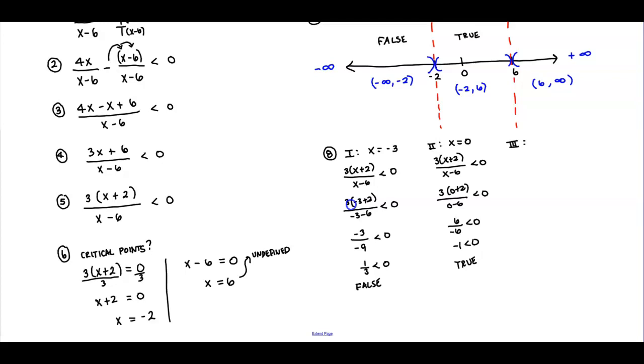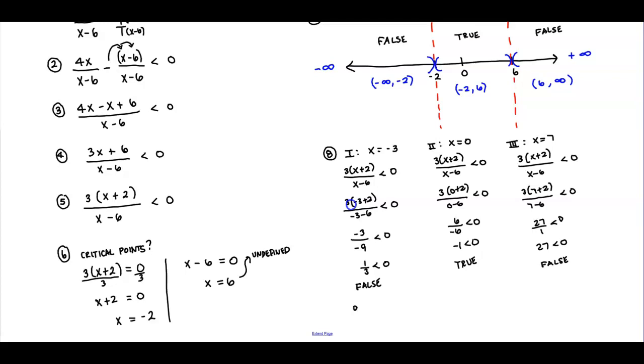And then for region number 3, we can pick the value to be 7. So again, if we use 3 times x plus 2 divided by x minus 6, we want to check and see if that's less than 0. So we have 3 times 7 plus 2 over 7 minus 6. So this is 7 plus 2, which is 9. 9 times 3 is 27. 7 minus 6 is 1. And so is 27 less than 0? Well, the answer to that is false. So we know it's false for region number 3.